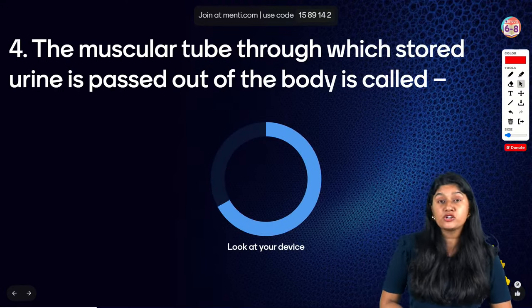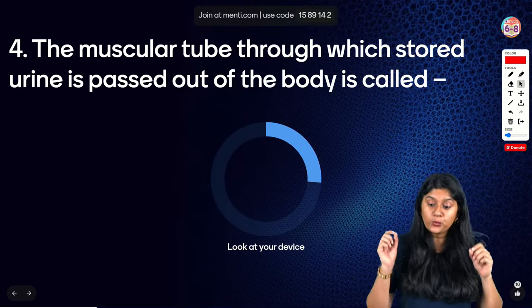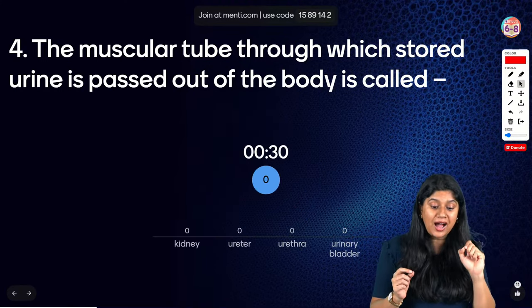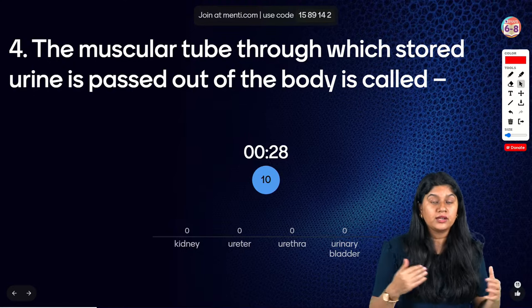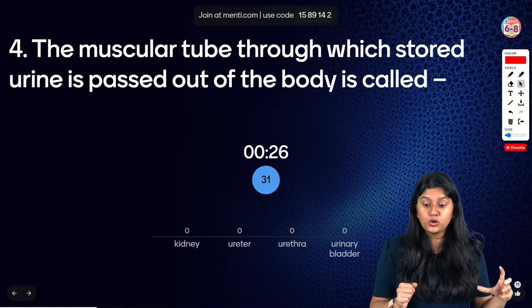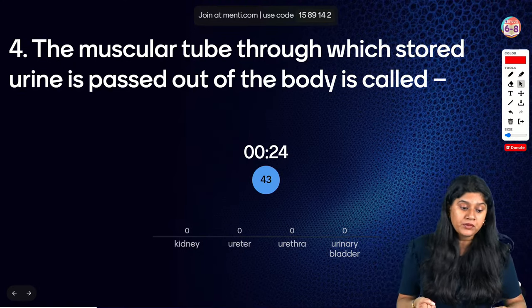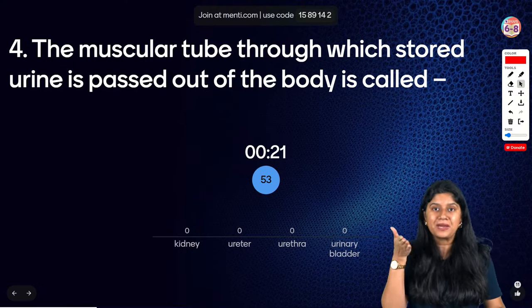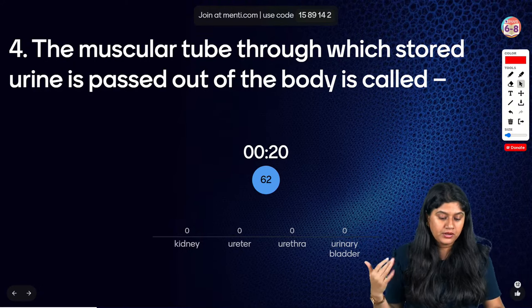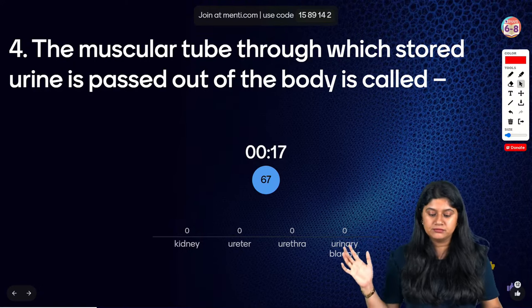The muscular tube through which stored urine is passed out of the body is called what? We're talking about a muscular tube which stores the urine and which basically helps in the passing out of it. Kidney, ureter, urethra and bladder.